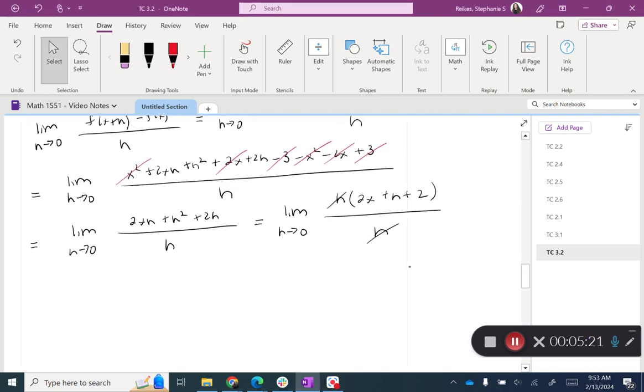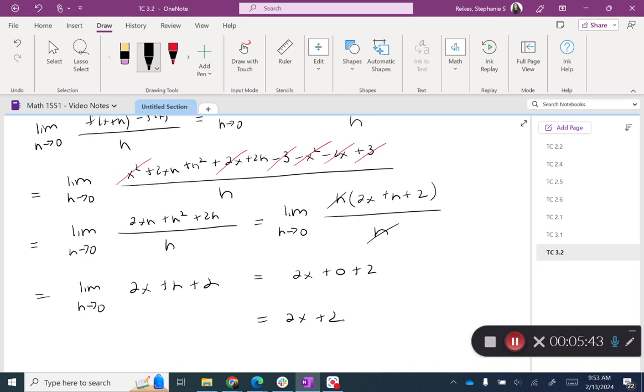And so now I am left with the limit as h approaches 0 of 2x plus h plus 2. Now that everything is simplified, I can go ahead and plug in 0 for h, so I have 2x plus 0 plus 2. And finally, my final answer for the derivative will give me 2x plus 2.